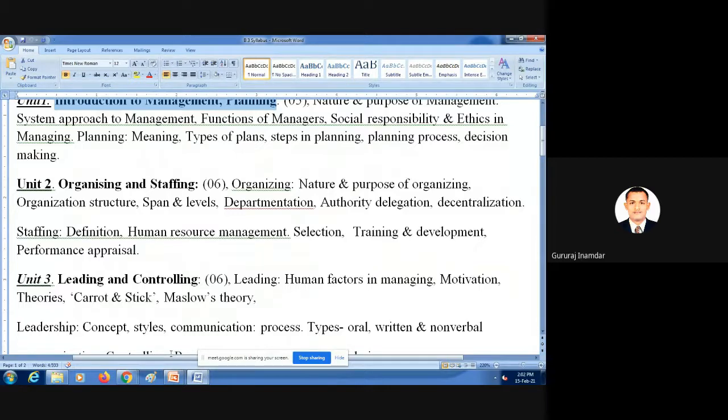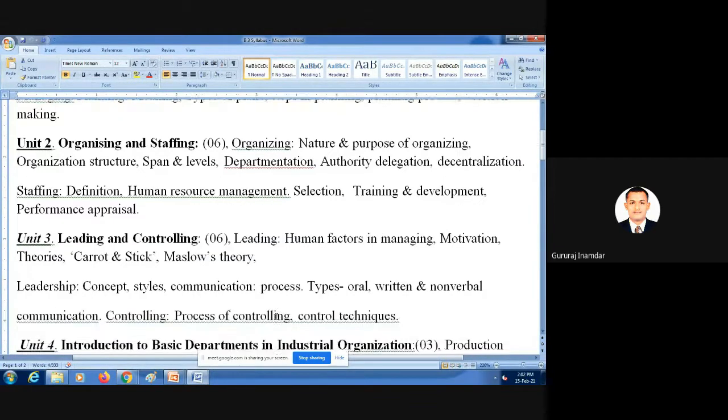Okay, next after staffing, the third unit is leading and controlling. Leading and controlling is also one of the main factors of management. Now, leading is nothing but human factors in management: motivation. We have to study different motivation theories, like carrot and stick, and Maslow's theory.